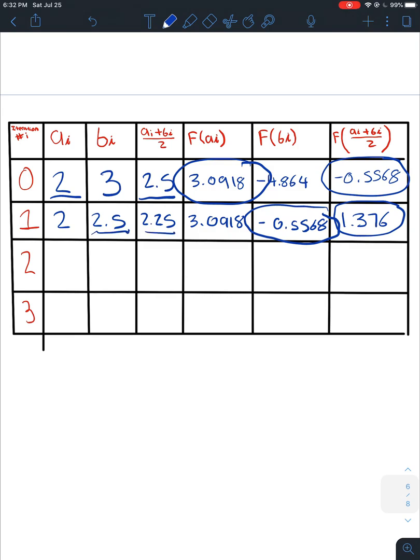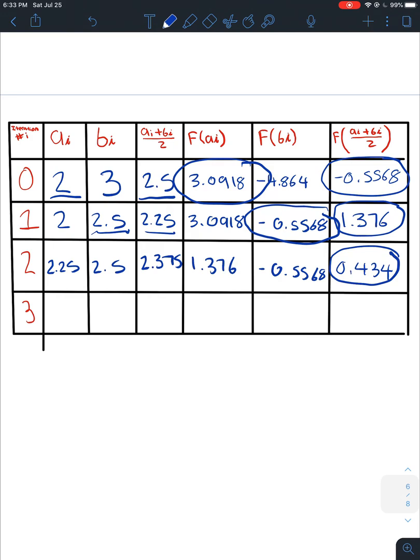So we check with the midpoint, we see that the lower bound would be 2.25, the higher bound would be 2.5. If we take the midpoint of that, that would be 2.375. And then we evaluate a_i in the function, which would give us 1.376. We evaluate b_i in the function, that would give us negative 0.5568. And then (a_i + b_i)/2 evaluated would give us 0.434. We see the midpoint is positive.